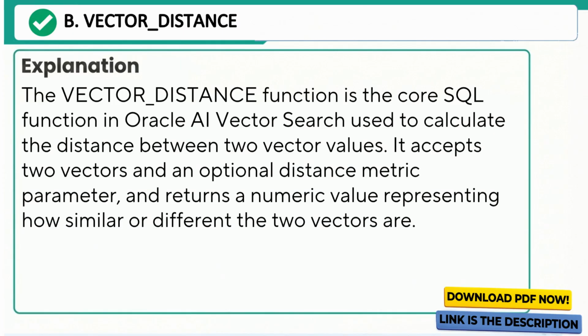Explanation. The VECTOR_DISTANCE function is the core SQL function in Oracle AI Vector Search, used to calculate the distance between two vector values. It accepts two vectors and an optional distance metric parameter, and returns a numeric value representing how similar or different the two vectors are.